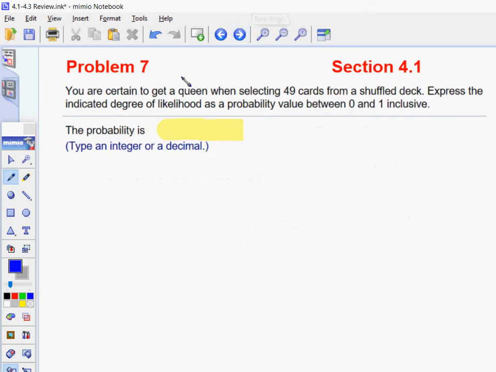Next question. Problem 7. You are certain to get a queen when selecting 49 cards from a shuffled deck. Express the indicated degree of likelihood as a probability value between 0 and 1 inclusive. You are certain to. When students get this wrong, they're reading all of this and paying attention to 49 cards. How many cards are there in a shuffled deck? What do I look at? This is all I really need to know. You are certain to. It doesn't even matter what the event is. If it is certain to happen, it is a probability of 1.